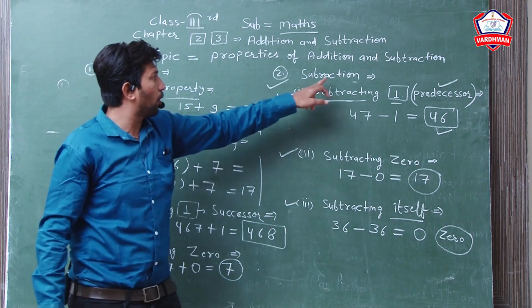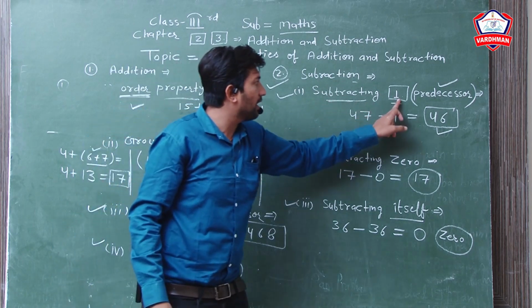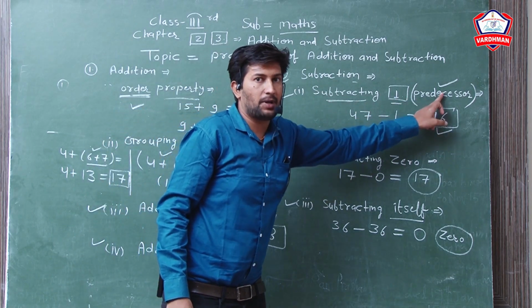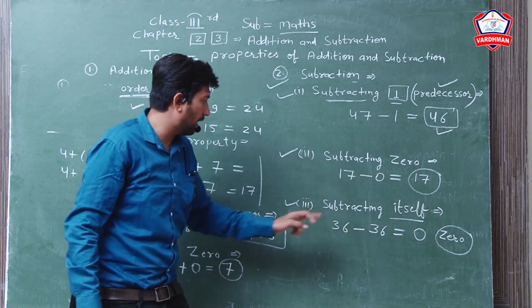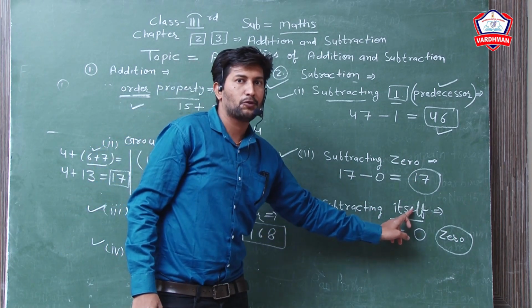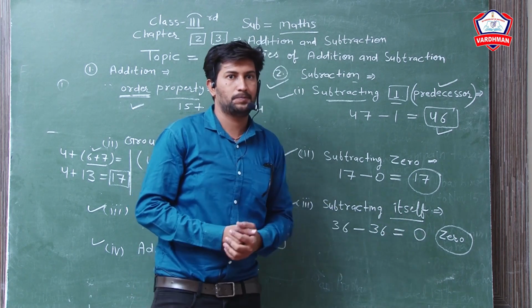Your first property of subtraction is subtracting 1, you will find the predecessor. Subtracting 0, you will find the same number. Now third, subtracting itself, you will find 0.